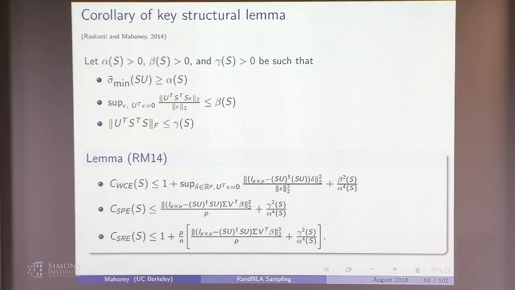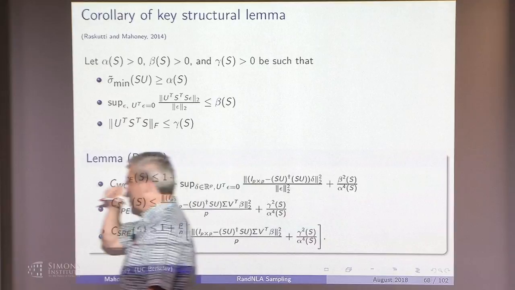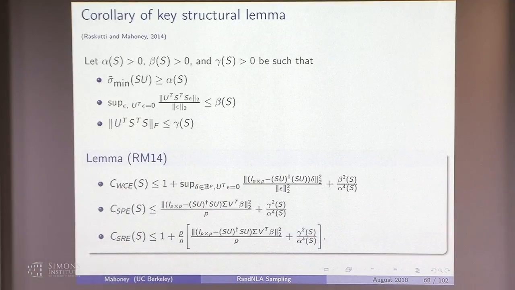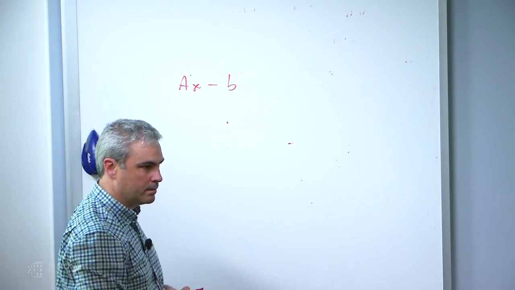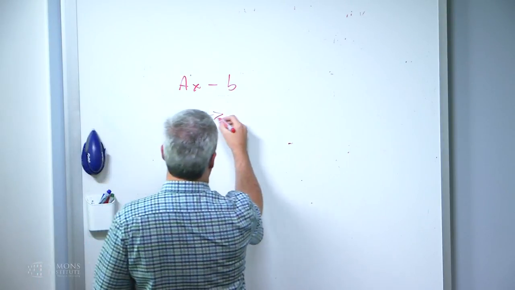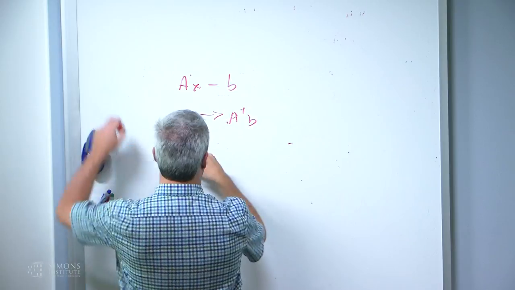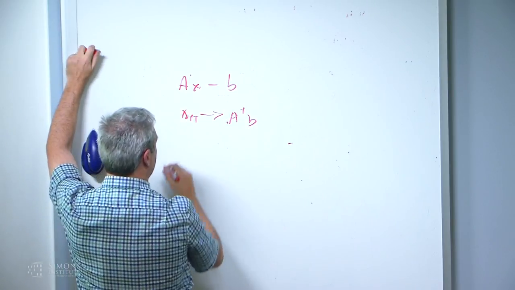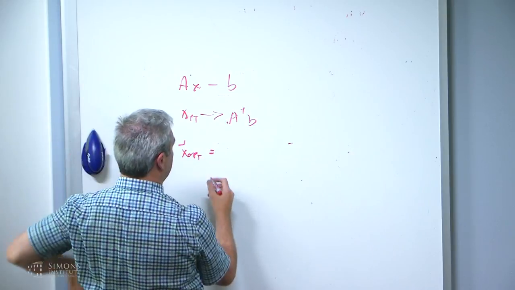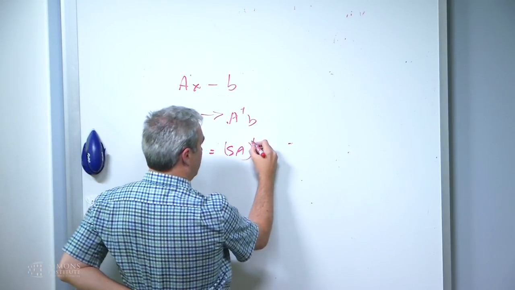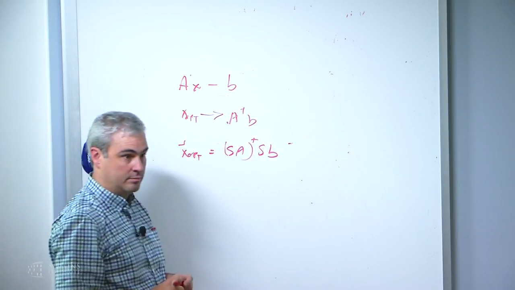If I'm just interested in the basic least squares problem, you could say I have AX minus B. The solution is the pseudo inverse of A times B. This is X opt. And I'm going to have X tilde opt, the sampled version of A pseudo inverted, times the sampled version of B.